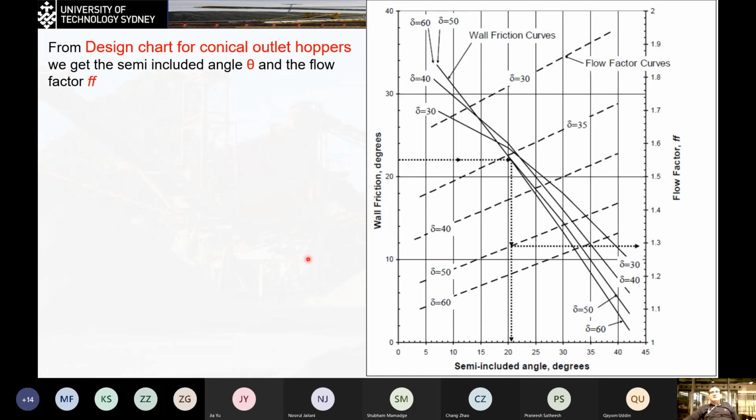So we take a look at the chart. Locate delta W. Locate the two lines for the delta. Sketch a horizontal line starting from the delta W value. Intersect with the delta curve. Now from here I will go down to the x-axis to find the value of the theta, 28. Now I'm going to extend this line until it intersects with the flow factor curve.